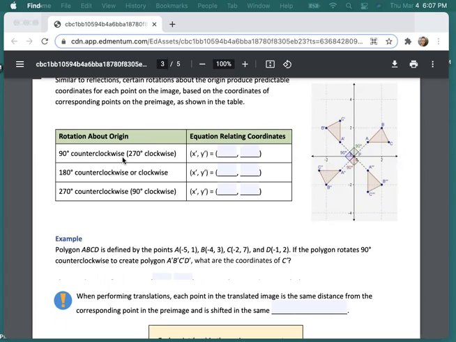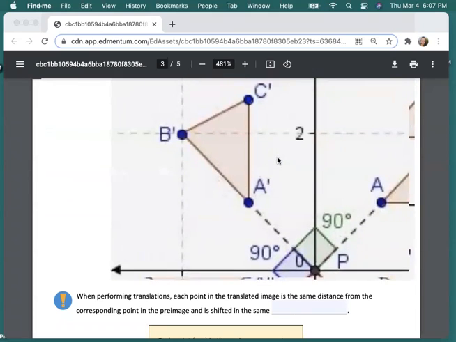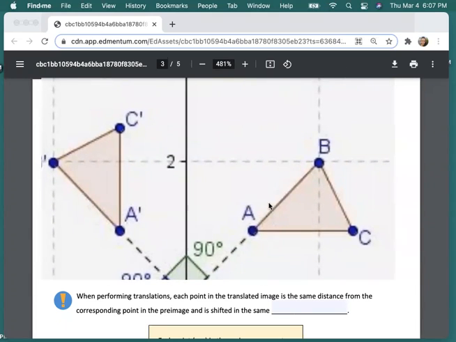Okay, so I'm going to try to zoom into the picture. There we go. So let's find the original one. Here's triangle ABC, which is the original triangle. And the first rotation is counterclockwise, meaning it's going opposite of the direction a clock would go.